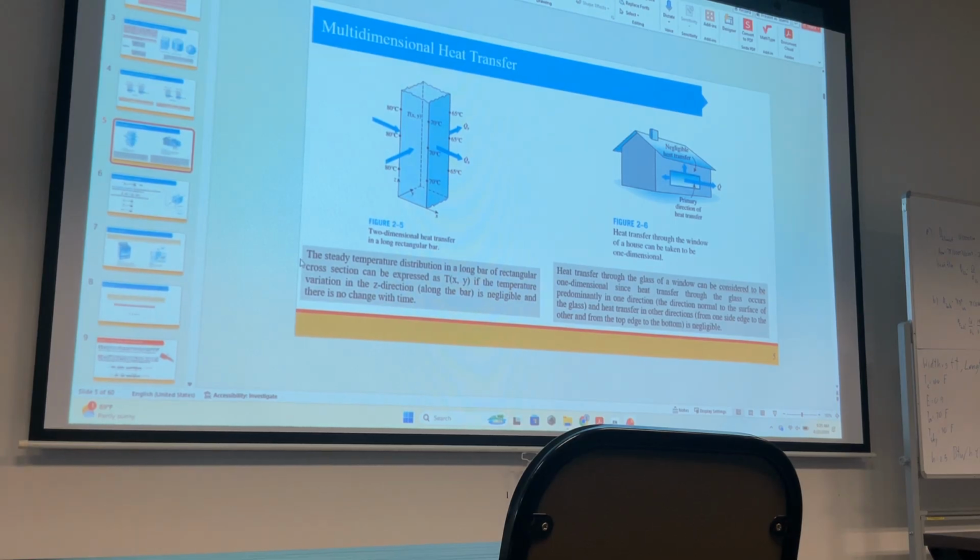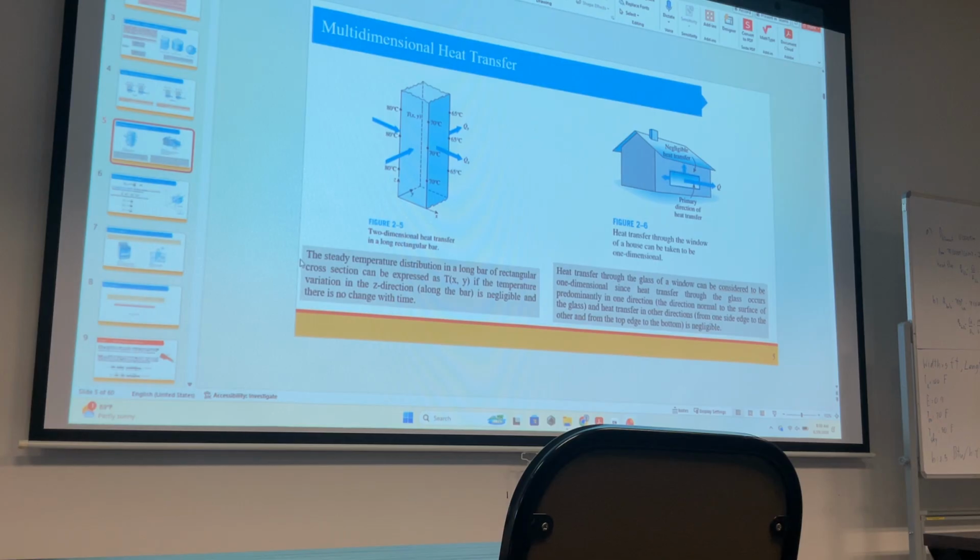Okay? So in figure 2.5, it's a two-dimensional heat transfer. In real life, it's always 3D. It's always 3D. Okay? But we will assume two dimensions because in the third dimension, the heat transfer is negligible or very small in comparison to the other directions.